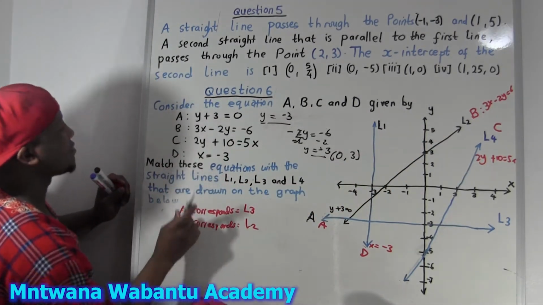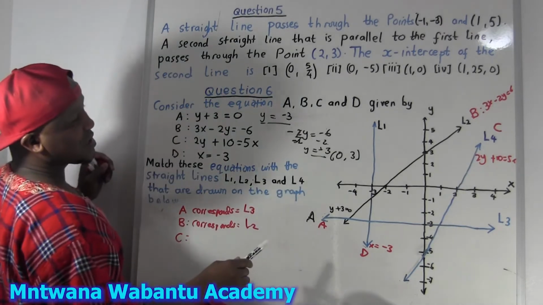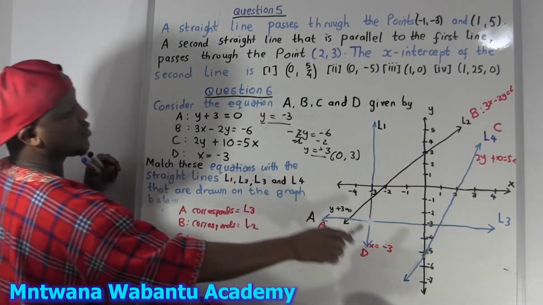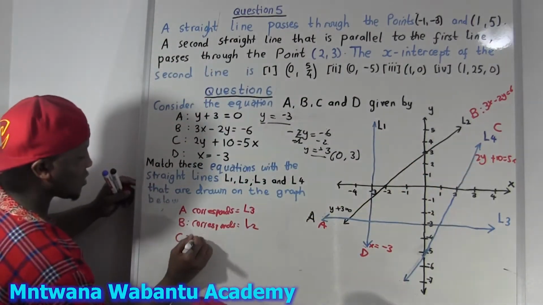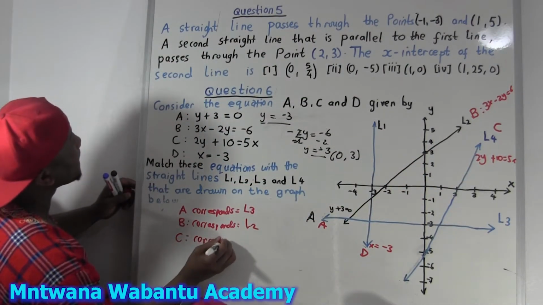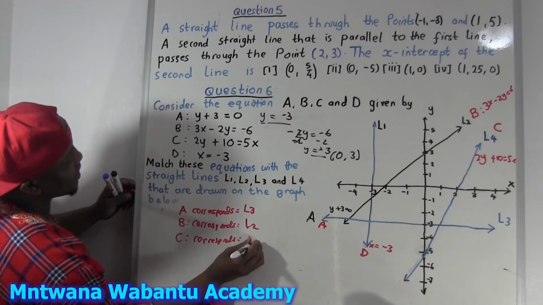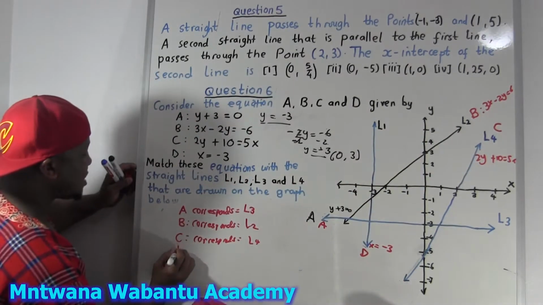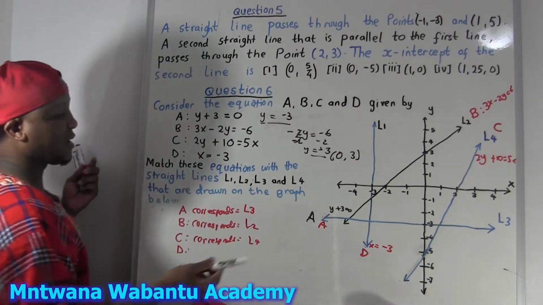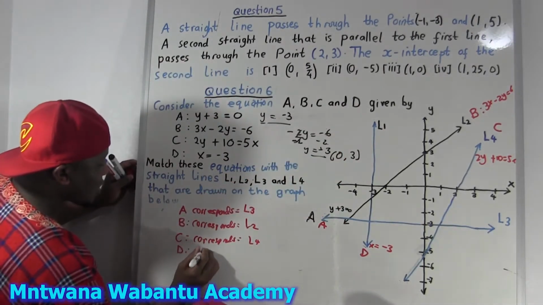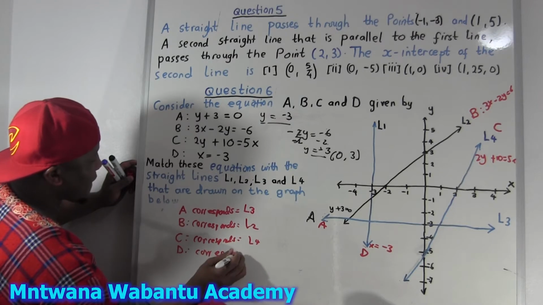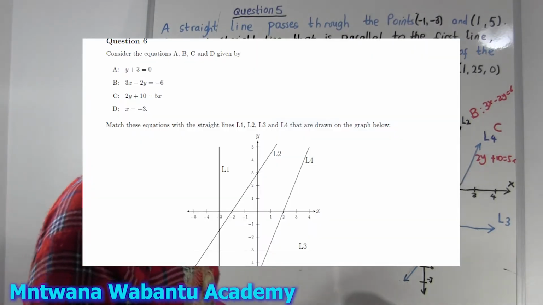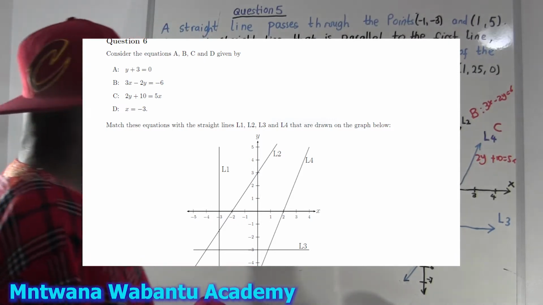Okay, C corresponds to line 4. And then D corresponds to the rest of the lines, which is line 1. Oh, easy, man.